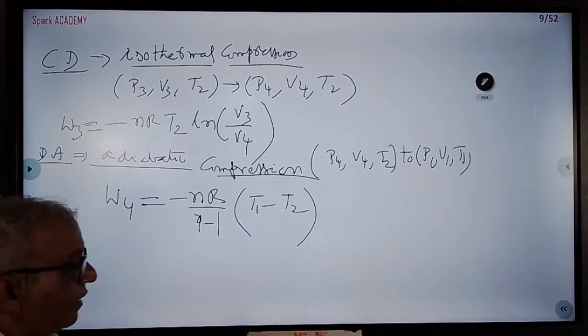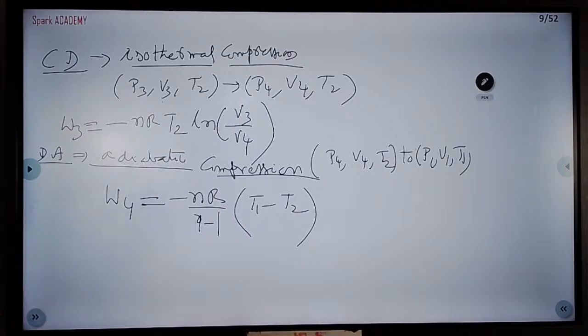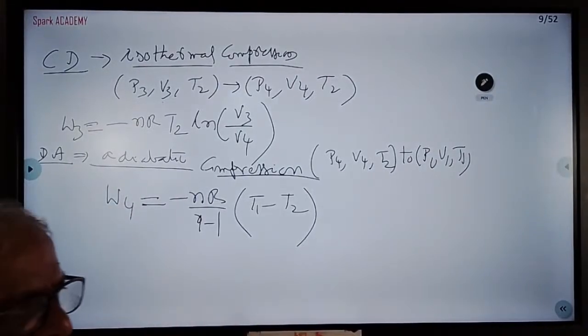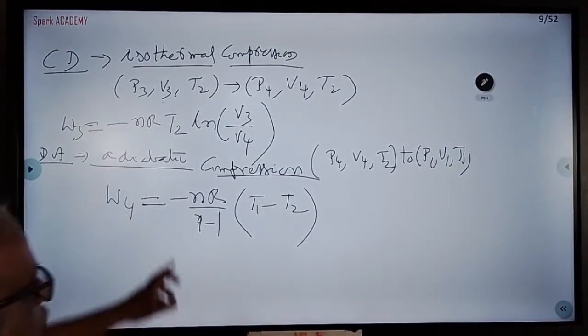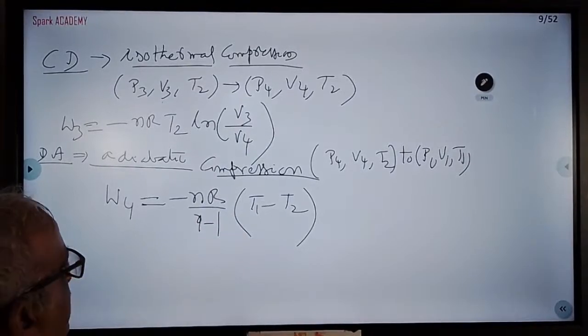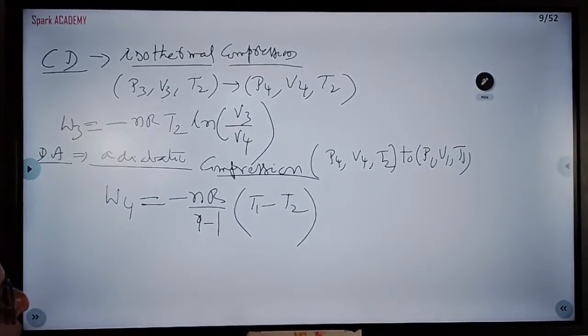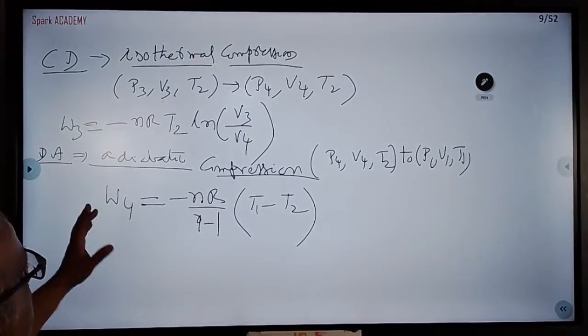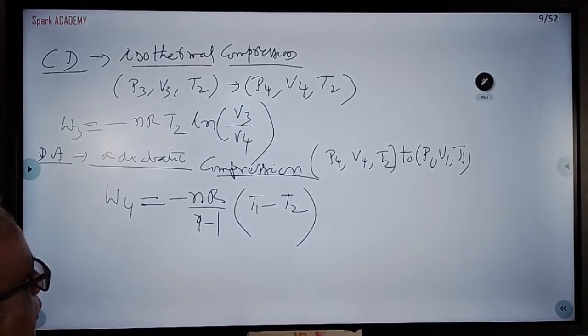Because here initial temperature is T2, final temperature is T1, which means T1 is greater than T2. So minus nR by gamma minus 1 into T1 minus T2 is W4. So you got all these expressions for W1, W2, W3, W4.